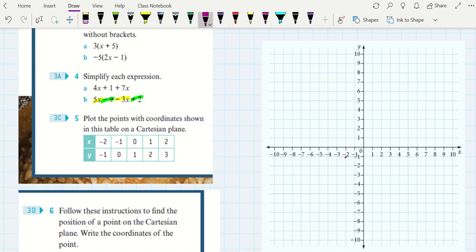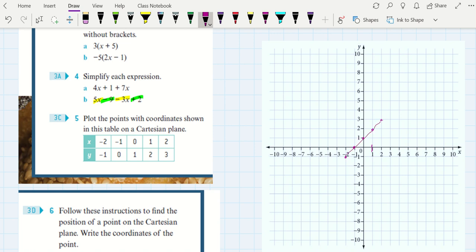Then I've got negative 1 and 0. Negative 1 on the x-axis is there, and 0 on the y-axis is there. Then I've got 0 on the x-axis, so that's got to be this line. And then 1 on the y-axis, so it's there. Then I've got a 1 and a 2, so 1 on the x-axis up to 2 on the y-axis, and then 2 and a 3, and you can see that that's a straight line.